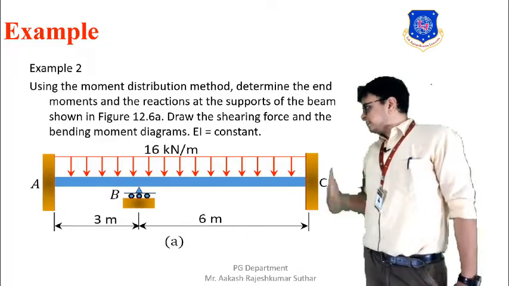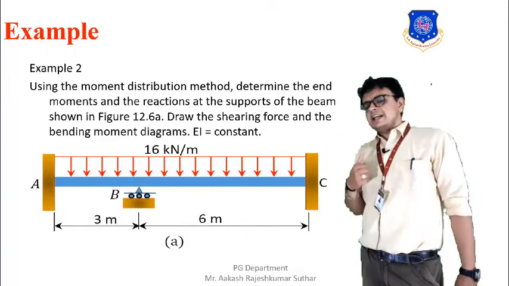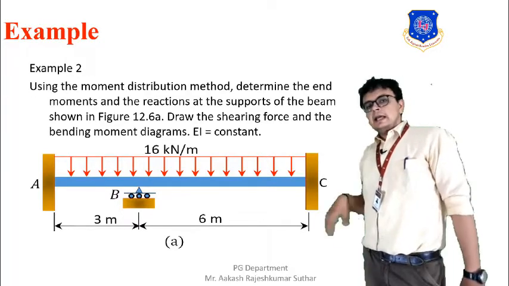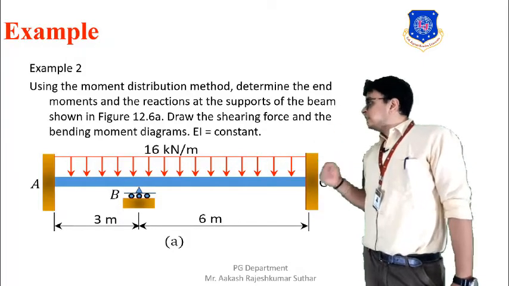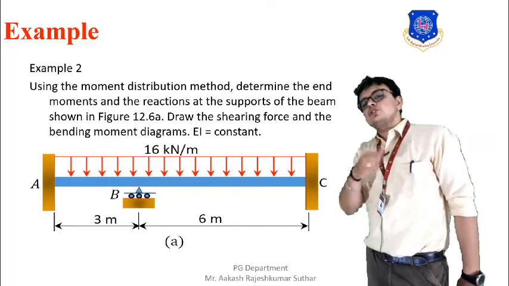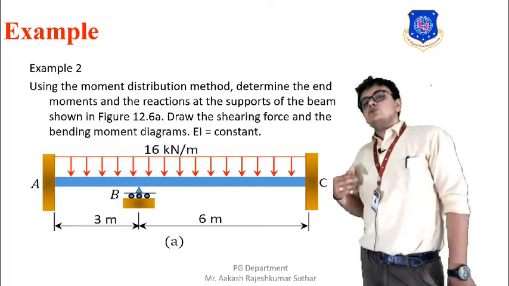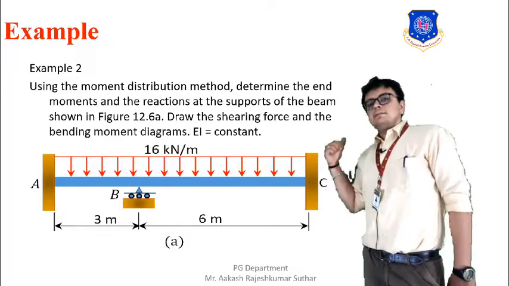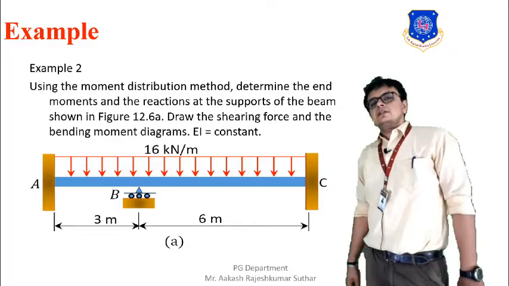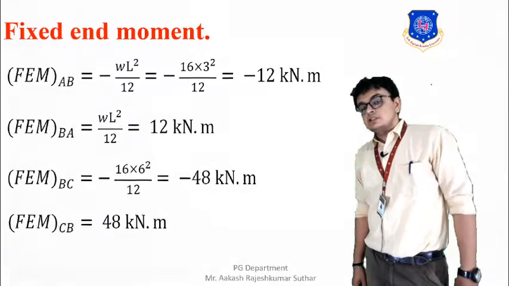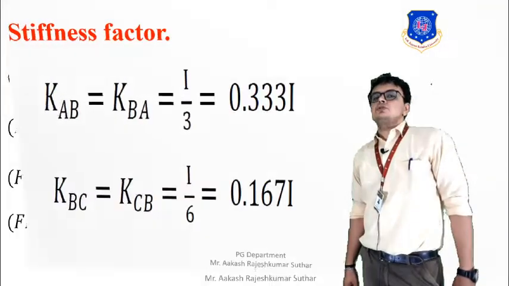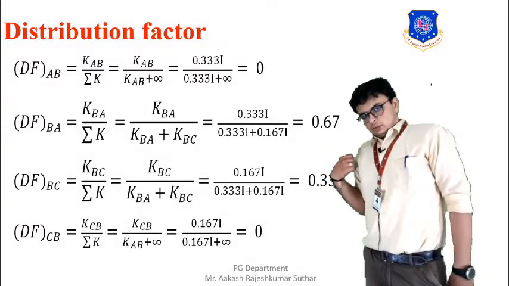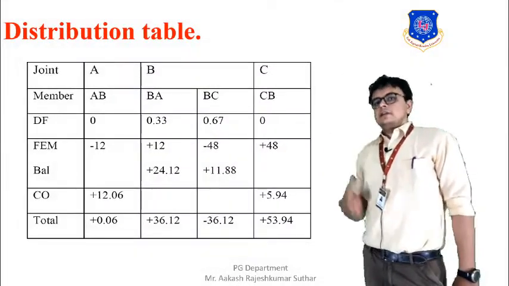Now, looking at this figure, the next step in the moment distribution table will be the members. Here the members will be AB, then BA, which is related to joint B, so it will come under the category of joint B, and then we will have the CB member, which is related to joint C. Let's see that in our moment distribution table.